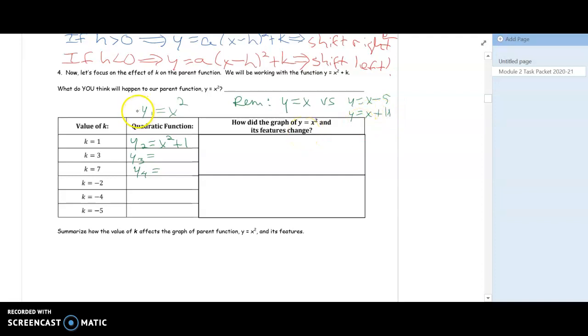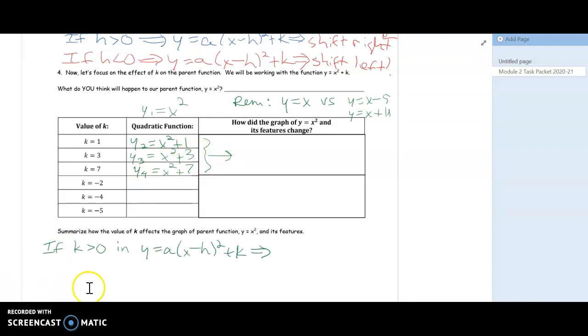In y1, you can certainly plug in x squared. In y2, you can plug in x squared plus 1, so let k equal 1. Then let k equal 3 in y3, x squared plus 3. And then observe in y4 if you plug in x squared and a positive k value of plus 7. Look at your graphing calculator and describe what happens to your parent function.